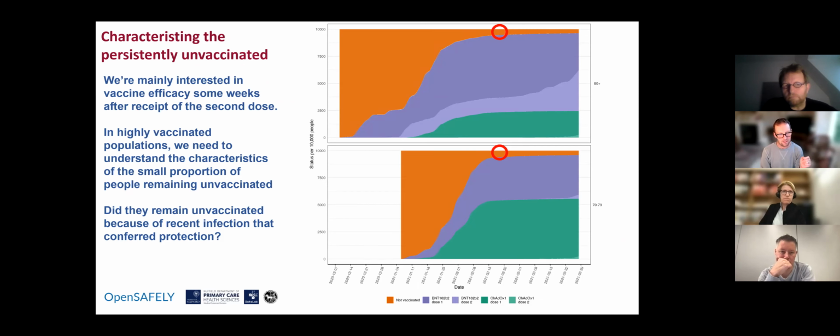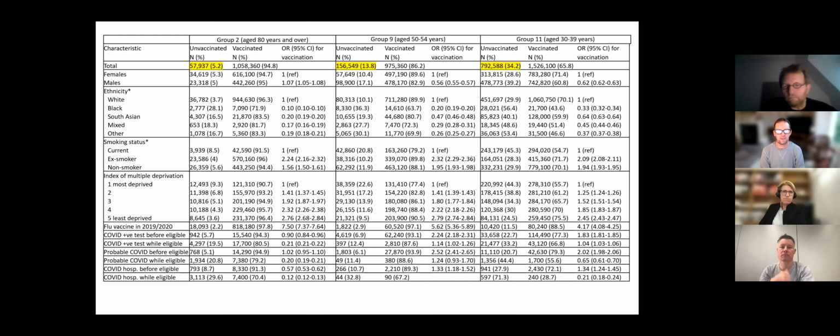And we should be concerned about whether people remained unvaccinated because of recent infection that may also have conferred immunity, in which case we may get completely the wrong answer on efficacy. So we've been looking a little bit, as you can see in this table, at the persistently unvaccinated, that's not vaccinated 12 or more weeks after you became eligible for vaccination.